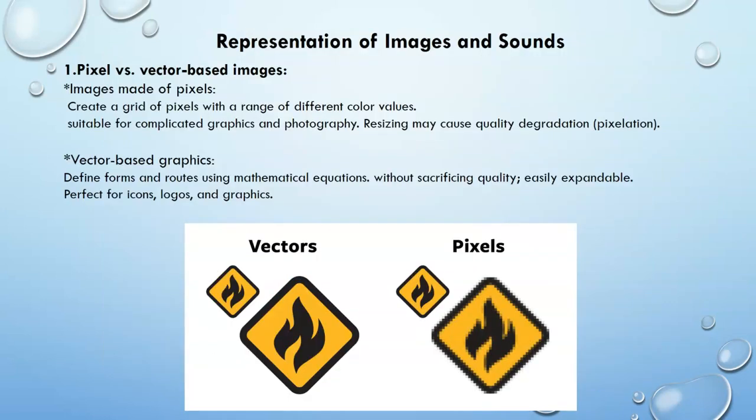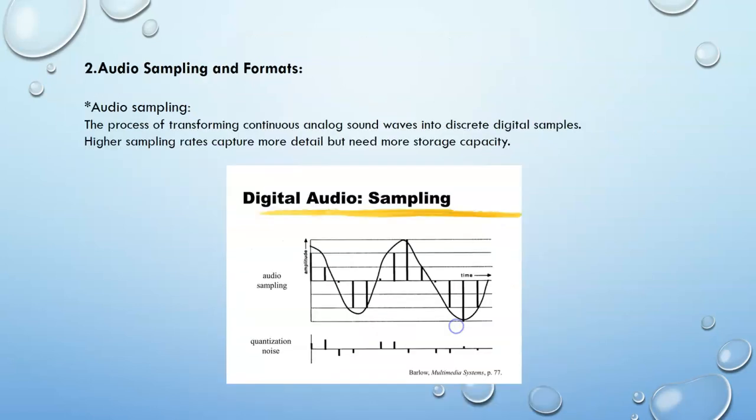Representation of images and sounds. Pixel versus vector-based images. These are the vector-based images and these are the pixel-based images. You can see in pixels there are kind of dots. Audio sampling and formats. Audio sampling is the process of transforming continuous analog sound waves into discrete digital samples. This is the digital audio sampling.